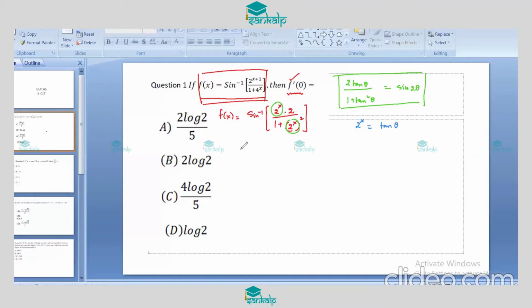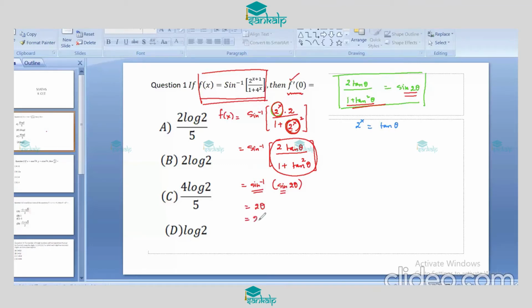Then the question changes to sine inverse. I'll write 2, but instead of 2 power x, I will write tan theta by 1 plus, again instead of 2 power x, I will write tan theta, which is squared, tan square theta. Now I can write this formula 2 tan theta by 1 plus tan square theta, as I told you, as sine 2 theta. And when you have sine inverse and sine, you can directly write 2 theta.